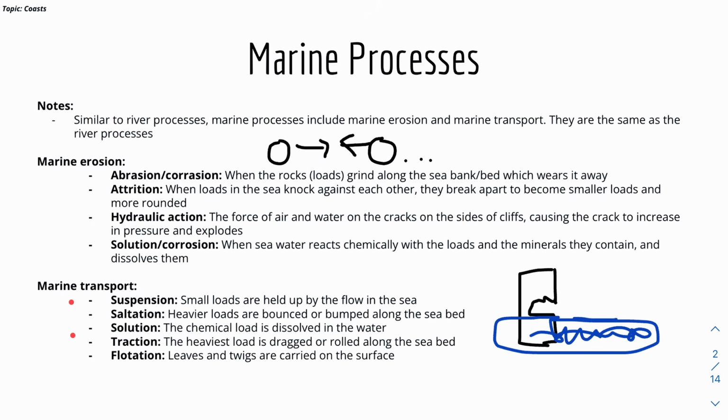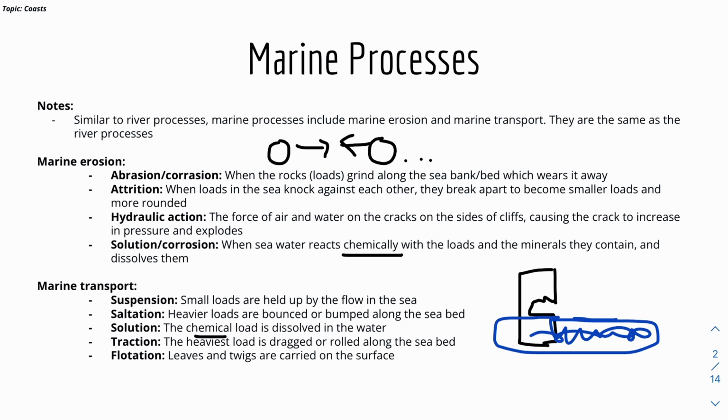And marine transport, here are the five marine transport processes, which are similar to the river transport as well. We have suspension, which is when small loads are held up by the flow in the sea. We have saltation, which is when heavier loads are bounced or bumped along the seabed. As well as solution, which is similar to the solution in marine erosion, where the chemical load is dissolved in the water. So you can see how solution is basically about chemicals, like chemically dissolved and chemical load.